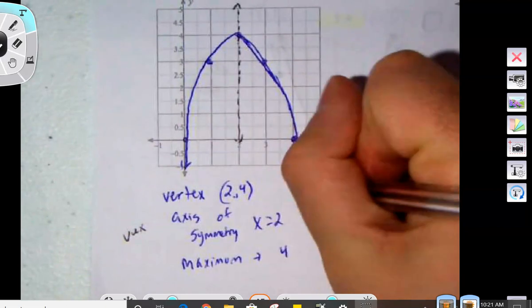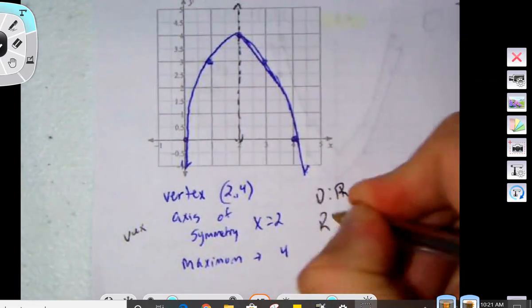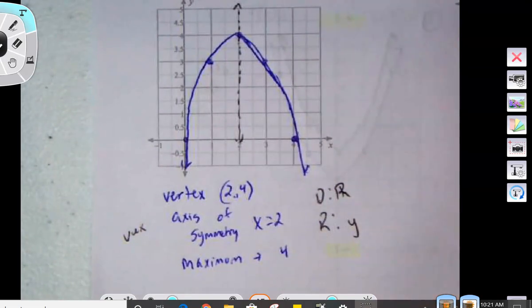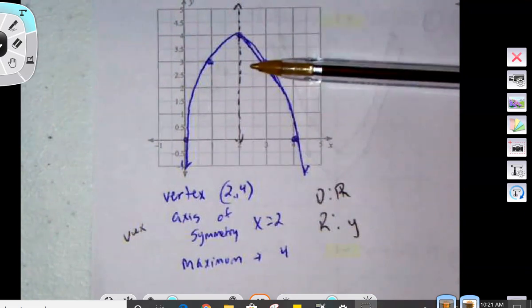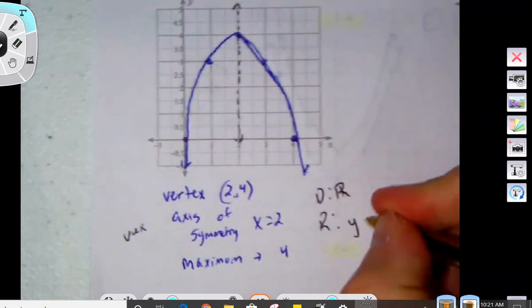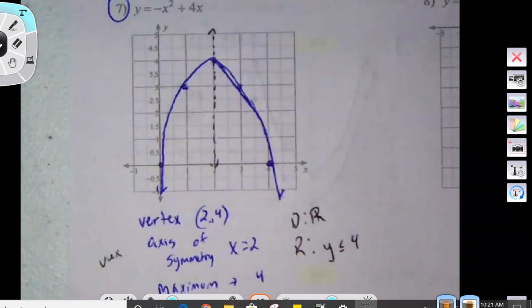So now we've stated the max and min, so now we need domain and range. My domain is going to be all reals, right? It keeps going to the left, keeps going to the right. And then our range, we know our y values, and it's everything that is below 4. And 4 is included because there's a point there. So everything below 4 we can say is y is less than or equal to 4.